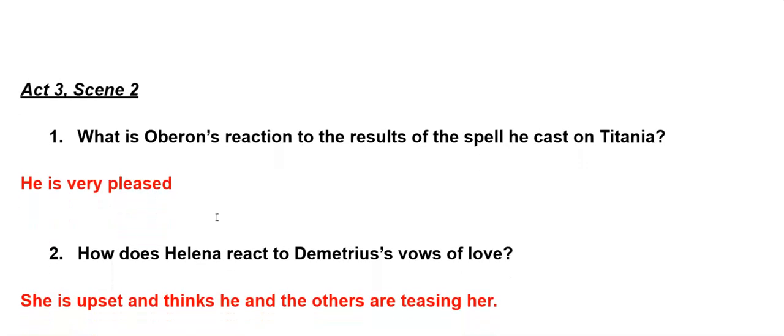How does Helena react to Demetrius's vows of love? Helena gets pretty upset. She's mad at all of them, but she thinks that they're all just teasing her: Demetrius, Lysander, and Hermia as well. She thinks it's all just a prank or a joke that they're pulling on her.